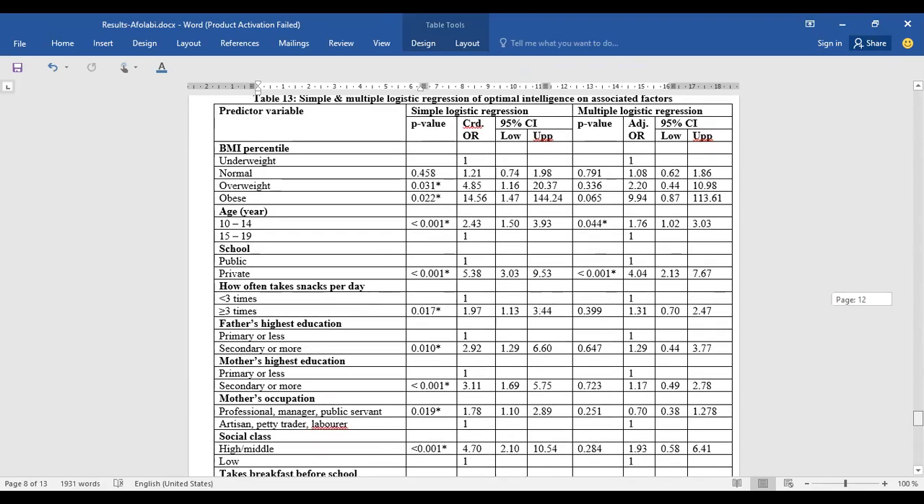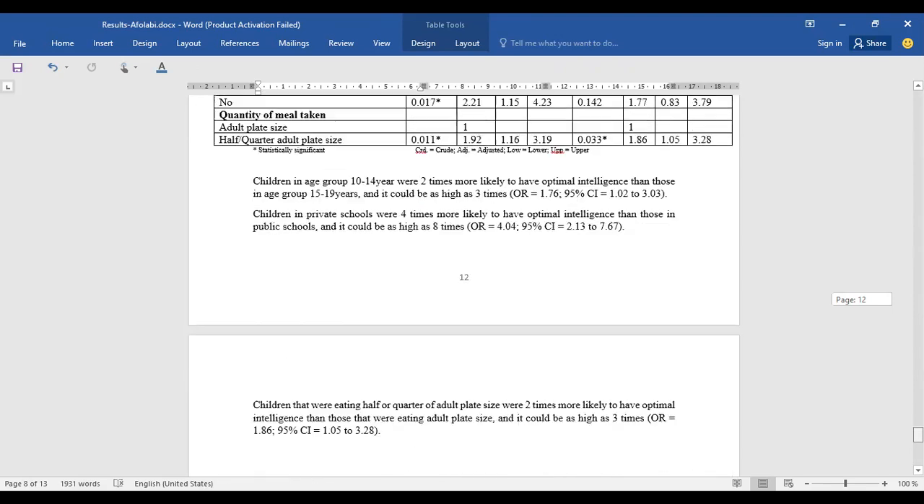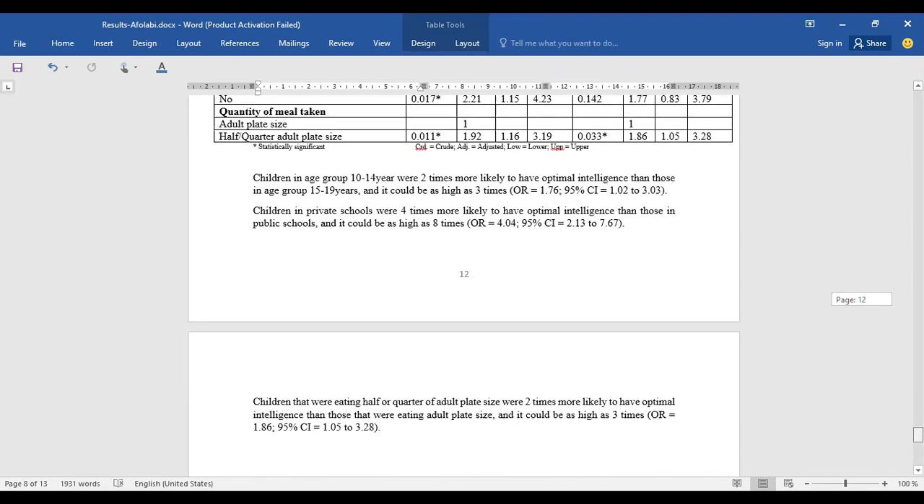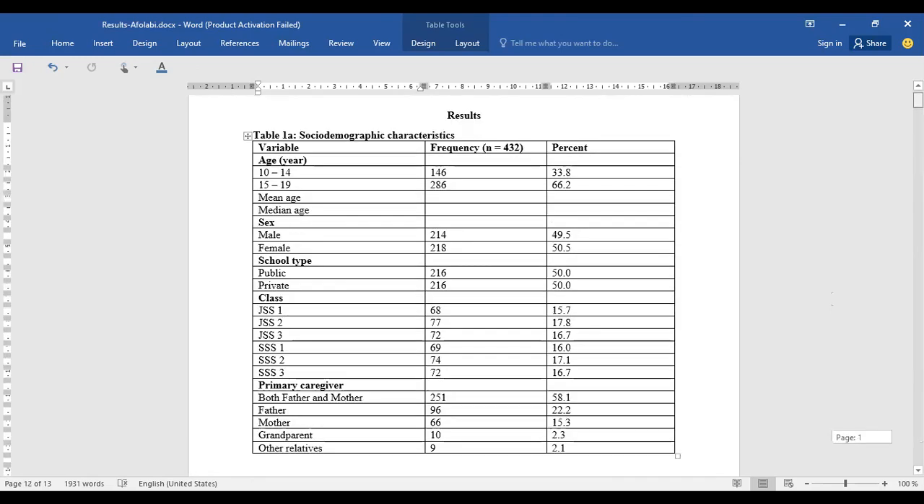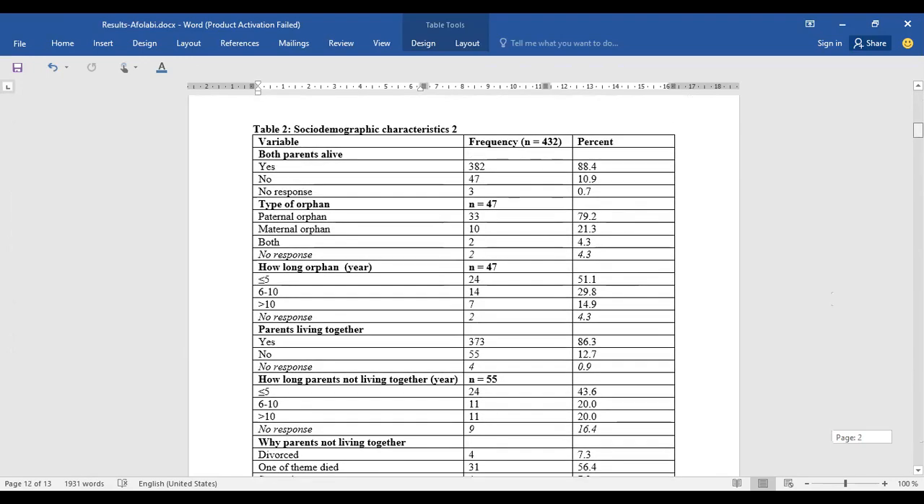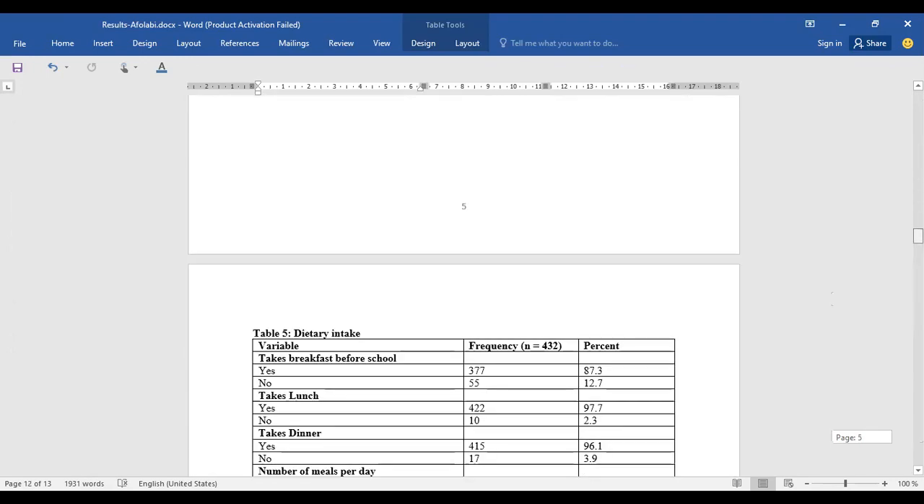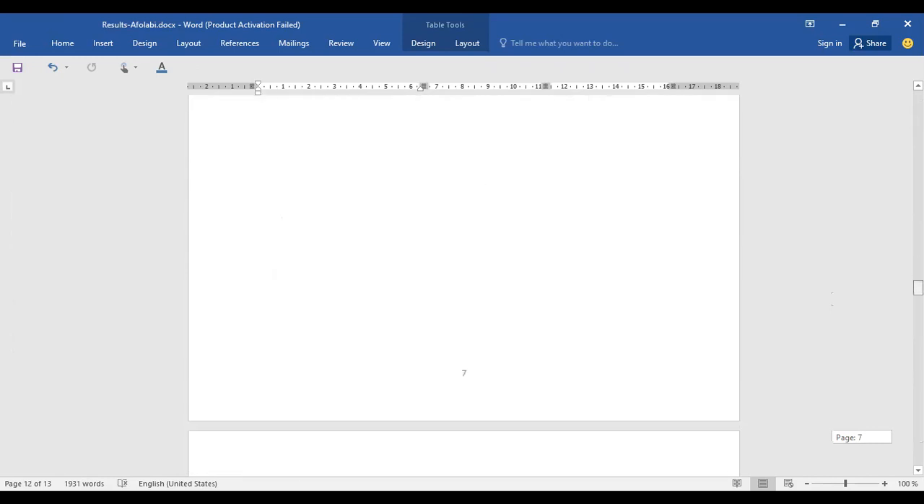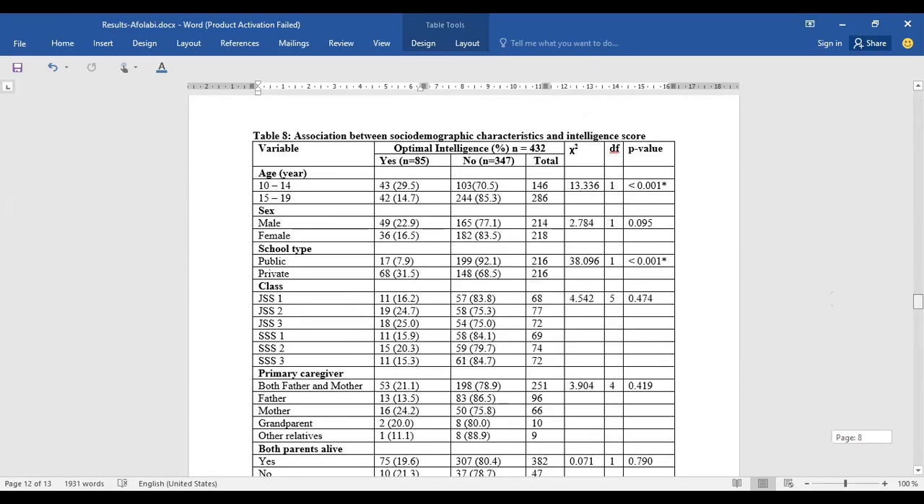Public, can you see? Why you say that the private children, okay, students in private, the second sentence: children in private school were 4 times more likely to have optimal intelligence than those in public school. And it could be as high as 8 times. So you cannot be talking of a reference unless you come to that logistic regression. Okay. On this table, it's just the table of association. So there's nothing like reference, but it's able to help us to know, if you want to do logistics, which one should be the reference.